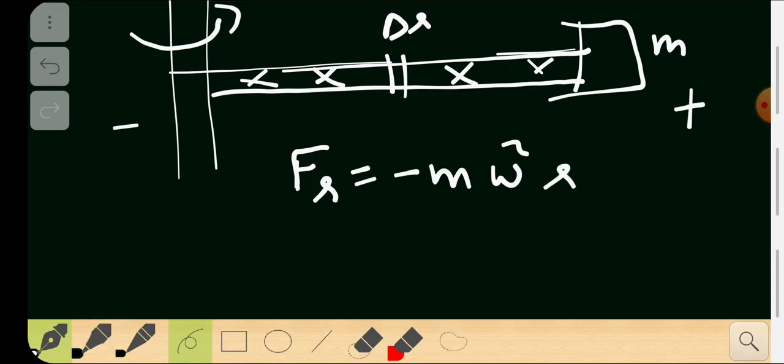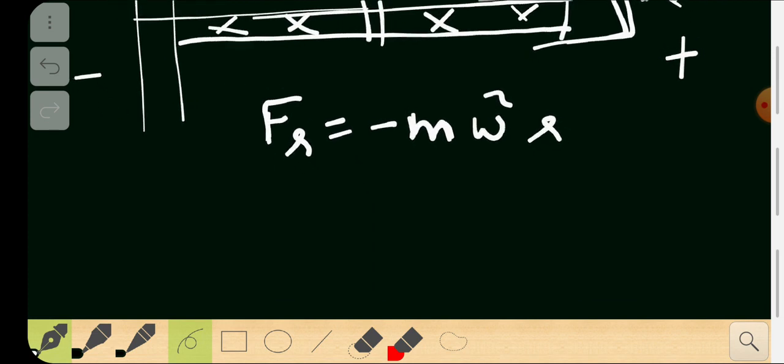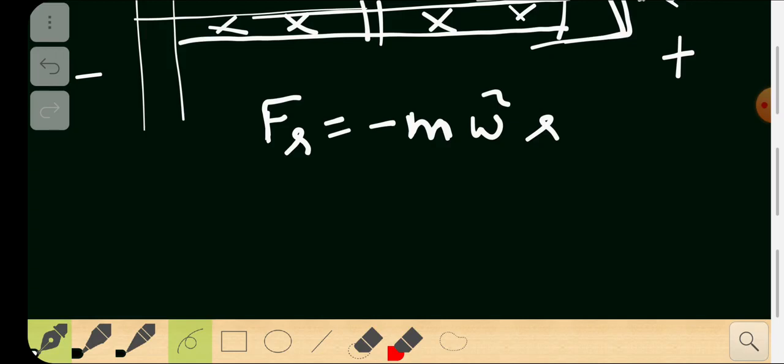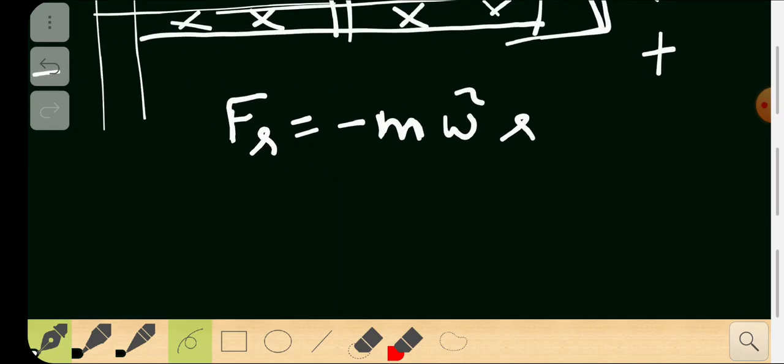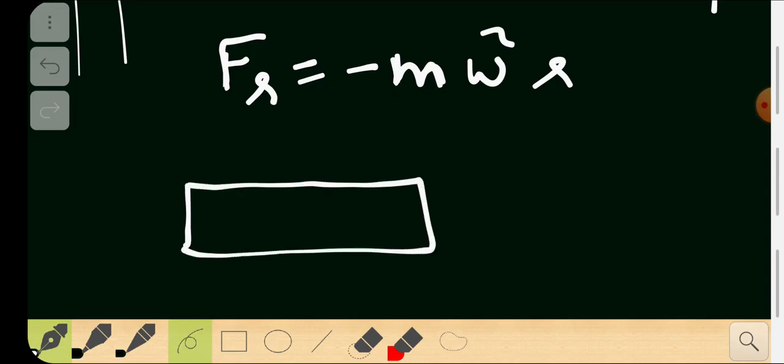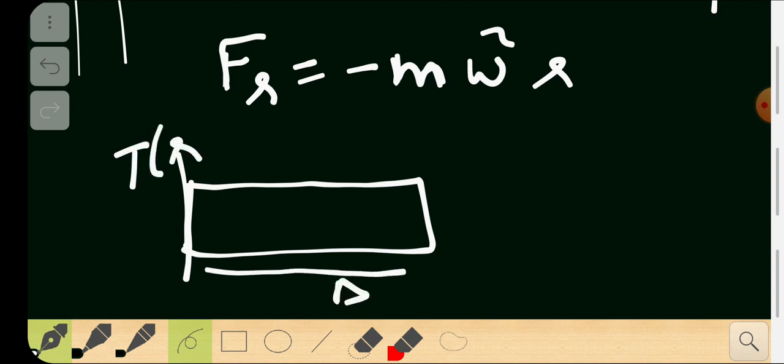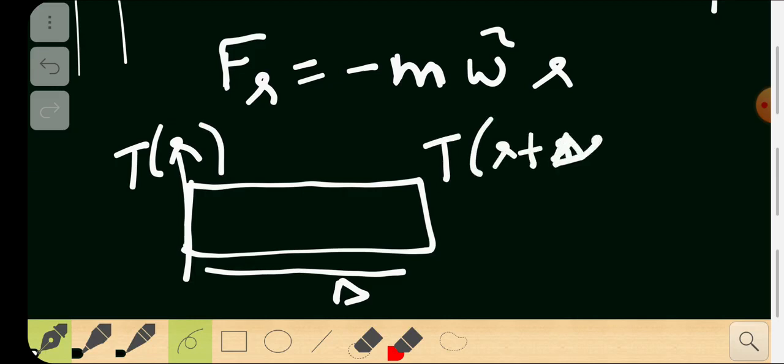So minus some mass times omega square times r. Let the mass be the mass of the string, so there is no mass attached to the string. Let's find out for the string itself what the tension is. That problem will be much easier. So now I can break down the rope into smaller segments, and for some point this will be the tension T of r, and at some delta r, it will be T of r plus delta r, the new tension. The tension will change just like that.